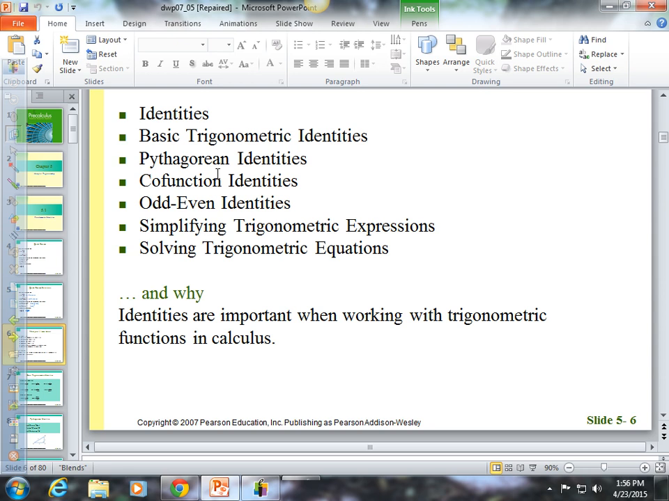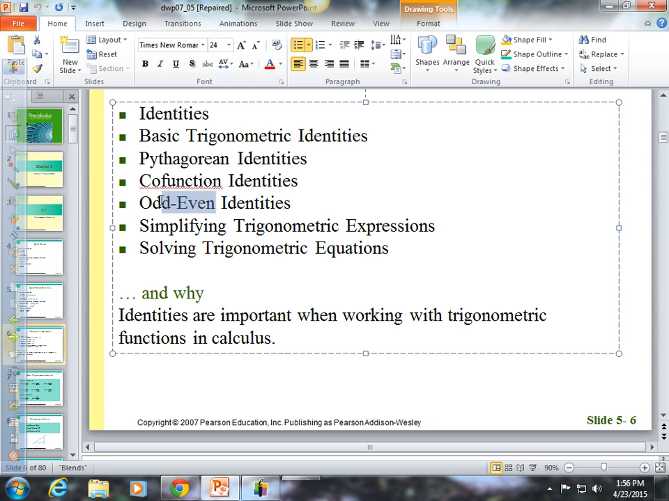Co-functions dealt with what kind of angles? Complementary angles. So the sine of a 30 was equal to the cosine of a 60. Sine and cosine, complementary angles. Okay, so that one dealt with complementary angles.